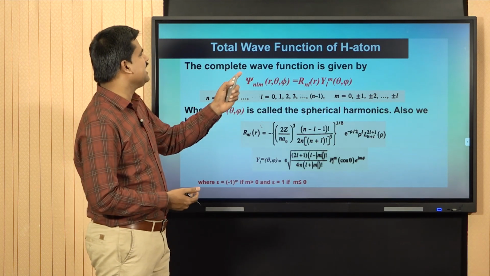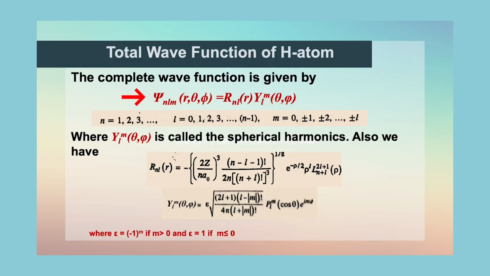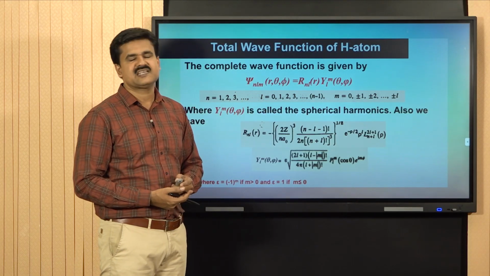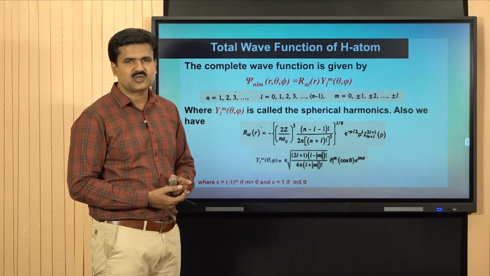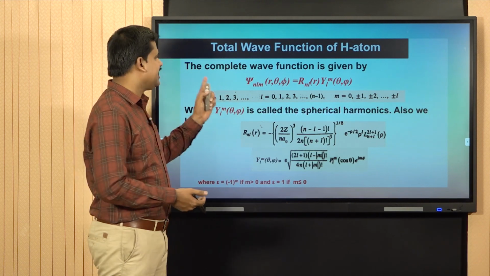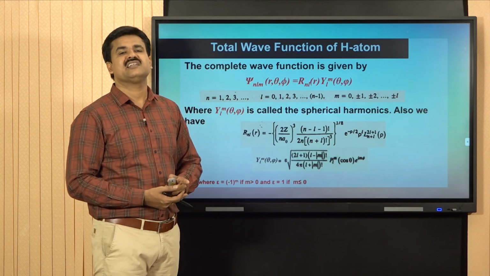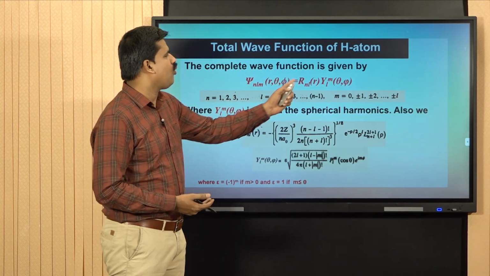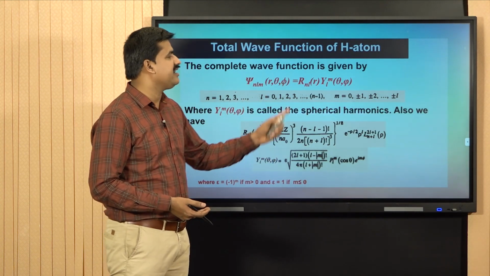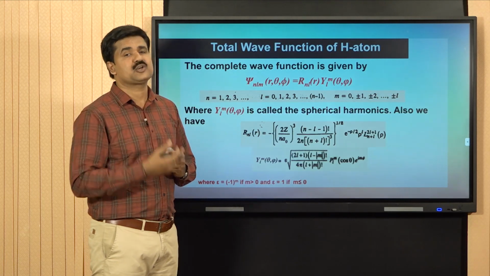And the complete wave function of hydrogen is given by psi_nlm(r, theta, phi) is equal to R_nl(r) Y_lm(theta, phi), where n is equal to 1, 2, 3, etc., l is equal to 0, 1, 2, 3, etc. up to n minus 1, and m is equal to 0, plus or minus 1, plus or minus 2, etc. up to plus or minus l. n is the principal quantum number, l is the azimuthal quantum number, and m is the magnetic quantum number. And here Y_lm(theta, phi) is called the angular part of the wave function. R_nl(r) is the radial part of the wave function.